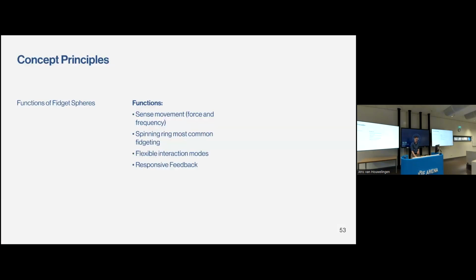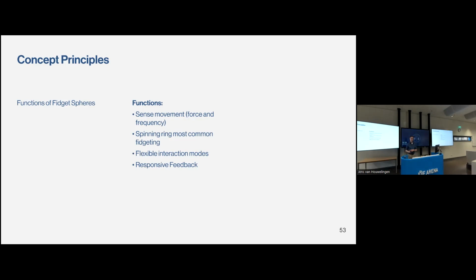This is the general concept. And the goal, as I mentioned earlier, is to enter into this effective loop, this responsive sort of interaction. So we need to do a few things. We need to sense movement. That's both the force and frequency of the movement. And spinning a ring, like a physical ring on their finger or something in space, is the most common fidgeting I found in the data set. So we wanted to include that.